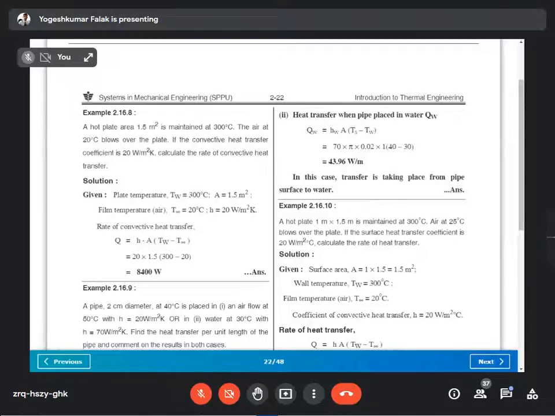I think the same numerical will be repeated here. Sir, there it is 25 degrees Celsius, not 20. Yes, it's correct. This is 25 degrees Celsius. This is still a typo mistake.